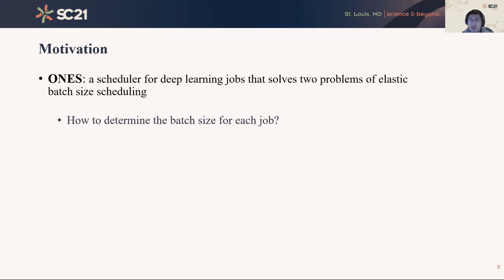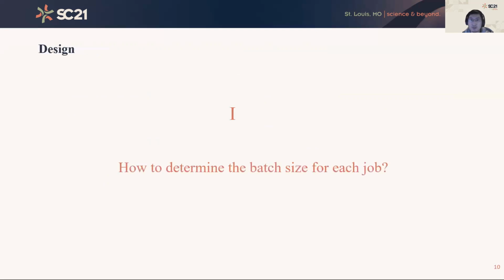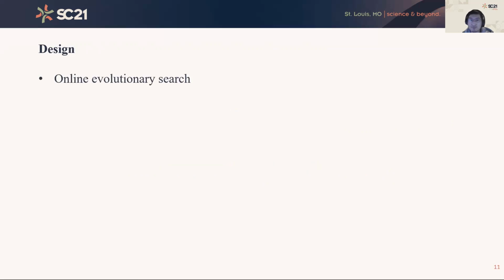The first is how to determine the batch size for each job. And the second is how to minimize the cost of running jobs with assigned batch sizes. Let me show our solutions to these problems one by one. First, how does the scheduler determine the batch size?